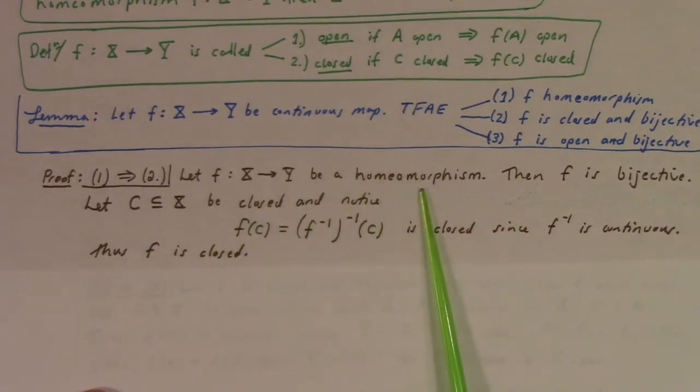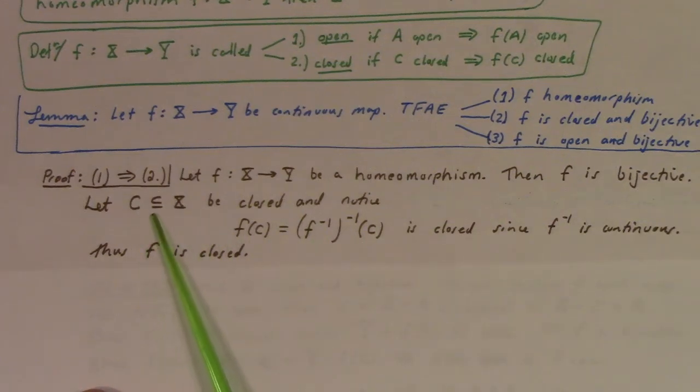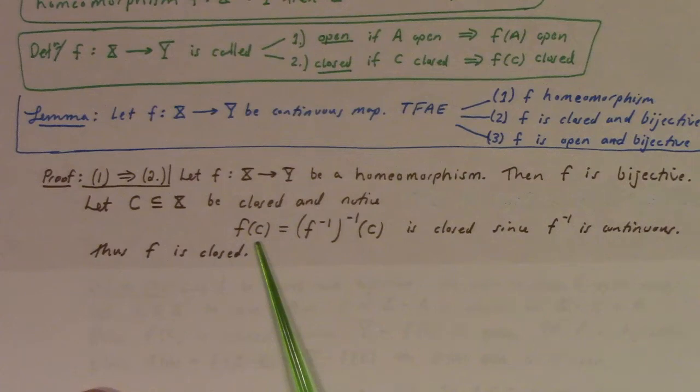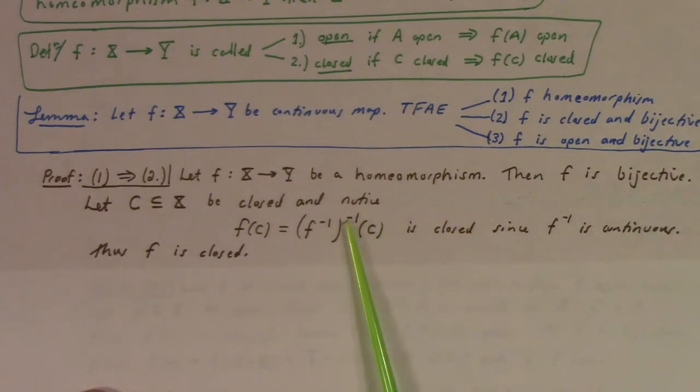So let F be a homeomorphism, then F is bijective, all right? And if C is closed, notice that F of C, and so bijective is nice because that means you've got the inverse map to work with. And man, when you have the inverse map to work with, you've got all kinds of cool formulas handy. So I can rewrite F of C as the inverse of the inverse in this context, right?